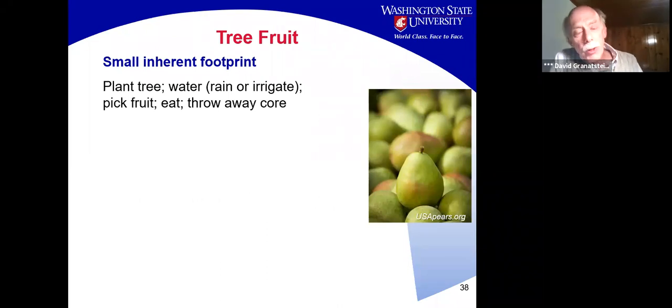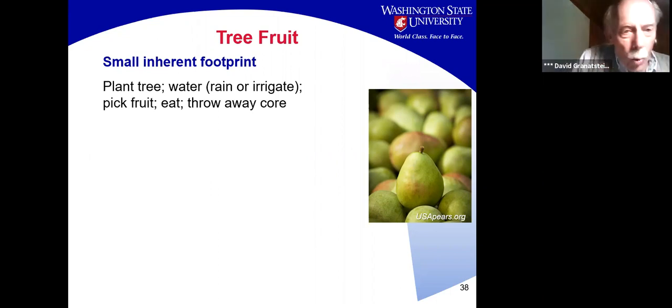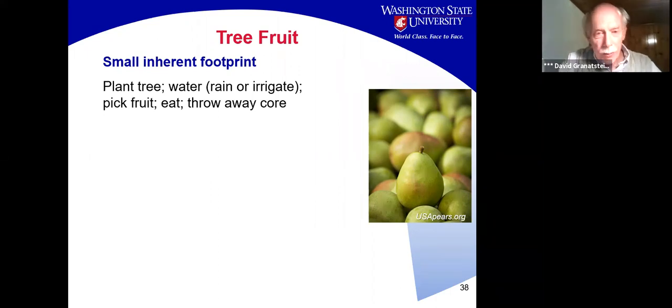But I think in tree fruit and actually a lot of agriculture, we start with a small inherent footprint, I would argue, that you could go out and plant a tree. You can water it, have the rain water it. You can pick the fruit, eat it, throw the core on the ground, it decomposes. You have almost zero impact with a single tree being managed like that.